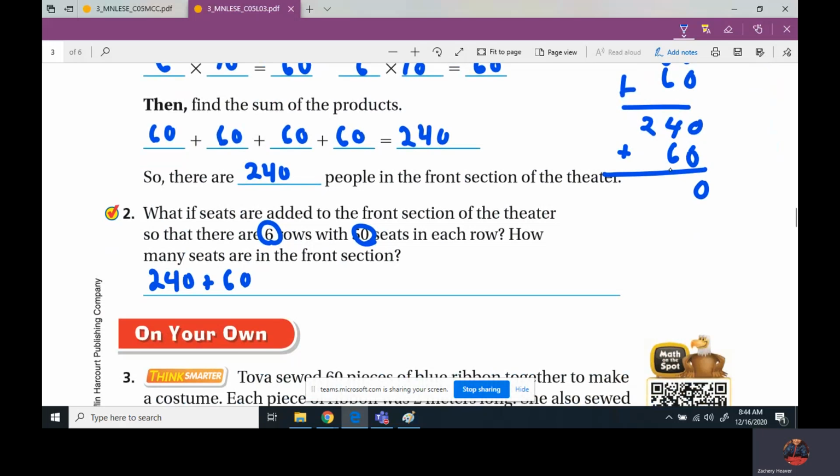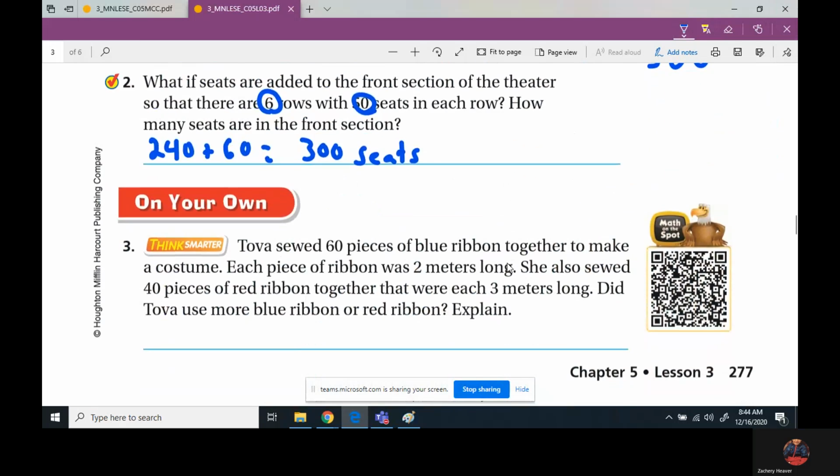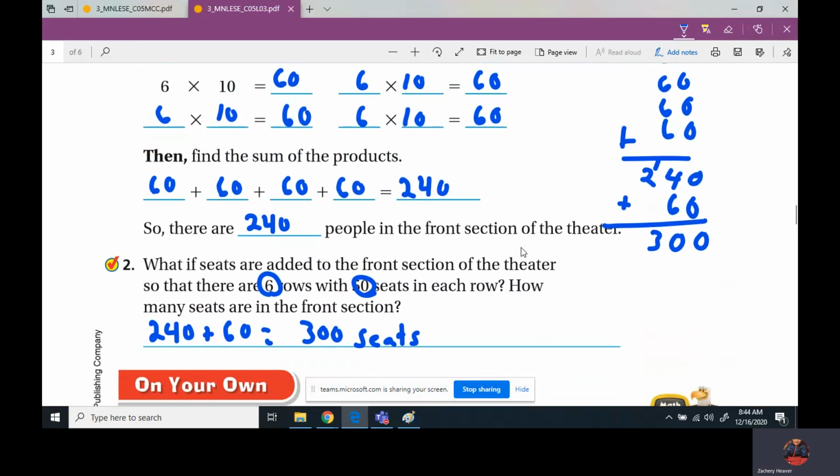0 plus 0 is 0. 6 plus 4 is 10. 0, carry my 1. 2 plus 1 is 3. So 240 plus 60 is 300 seats. All they did was make another section. I'll give you guys a few seconds to get this all copied down.